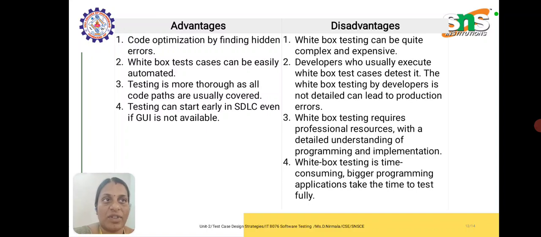So these are the advantages and disadvantages. Code optimization by finding hidden errors. White box testing can be effective but complex. White box test cases can be easily automated. Developers usually execute the white box tests and retest them. White box testing by the developers is not detailed and can lead to production errors. Testing can start early in the SDLC even if the GUI is not available. White box testing requires professional resources with a detailed understanding of programming and implementation. White box testing is time consuming. For bigger programming applications, it takes time to test it fully.